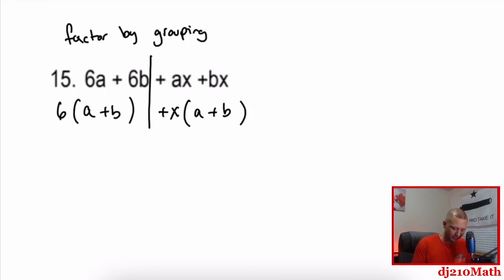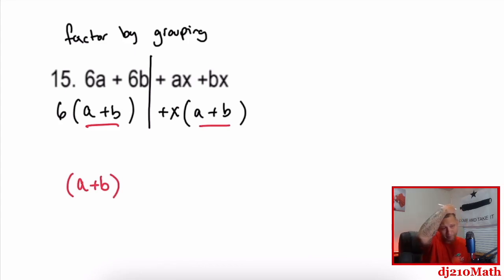So the idea is that if these two in the parentheses match, then we're good to go. We can keep factoring things out. If they don't match, no matter how hard you try, it doesn't factor. So here's the idea. When they match, you can simply just write down that part in a parentheses underneath.